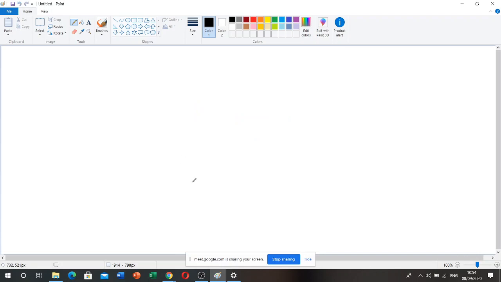Now see, for example, if this is the b vector and this is the a vector, give me the value of c vector, which is equal to a vector plus b vector. So in this case, there are two rules: one is the parallelogram rule and the other one is the head to tail rule.